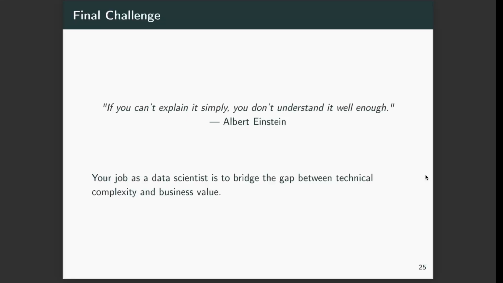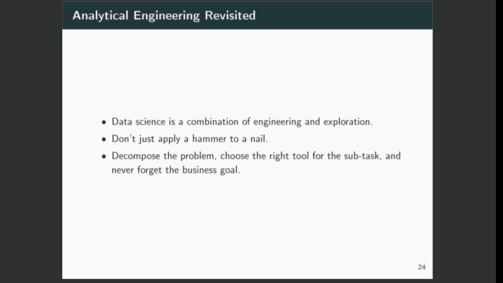I am deeply proud of the progress you have all made over these 12 weeks, and I am confident that you are now far better equipped to face the messy, ambiguous, exciting challenges of real data science work.